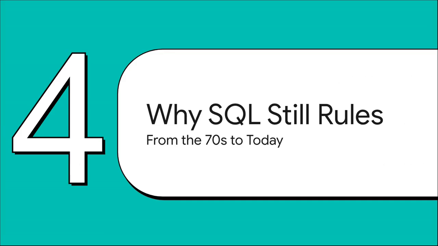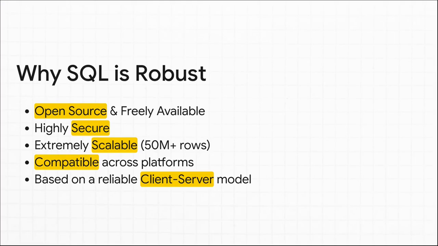Okay, so that's all pretty cool, but it leads to a big question. Why is this language, something that was created way back in the 1970s, more important today than it's ever been? Well, the answer is just how incredibly robust it is. It's open source, meaning anyone can use it for free. It's famously secure, and its ability to scale is just mind-blowing. It can handle tables with 50 million rows, even more.